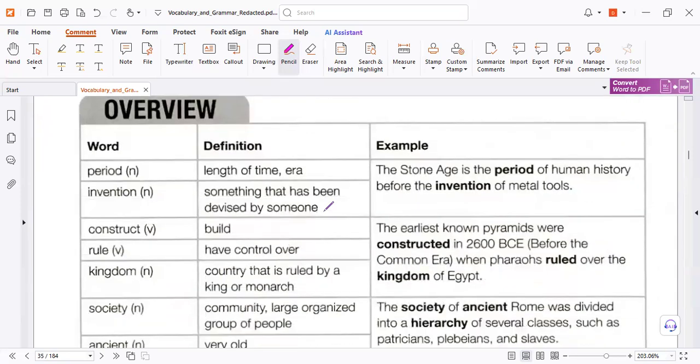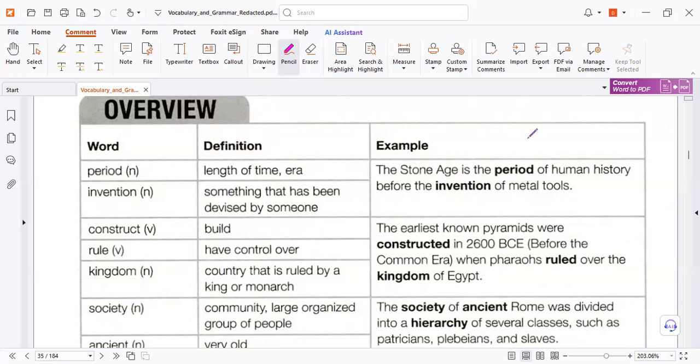Number 9, let's go. I think now it's your turn. You can read. Any difficult word, tell me. Okay. Period: length of time. Invention: something that has been devised by someone. The Stone Age is the period of human history before the invention of metal tools.